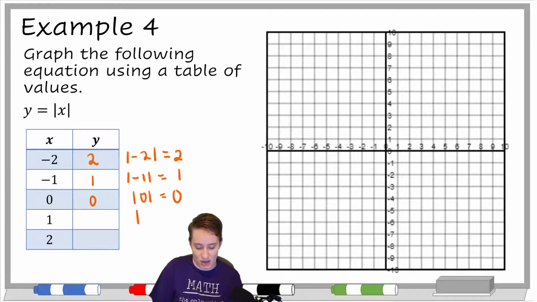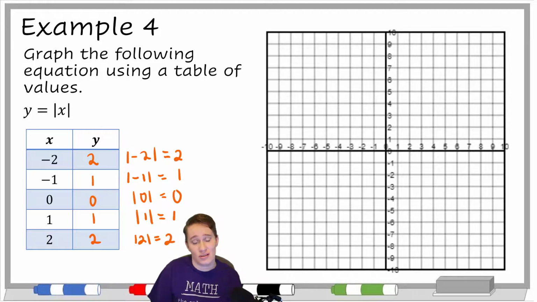In these last two, we've got +1, which, remember, absolute value isn't that it switches the sign. It says whatever's inside, it's just positive now. And since it was already positive, that means it didn't change. So for +1 and +2, we still get +1 and +2. So let's graph this. -2, 2, -1, 1, 0, 0, 1, 1, 2, 2.